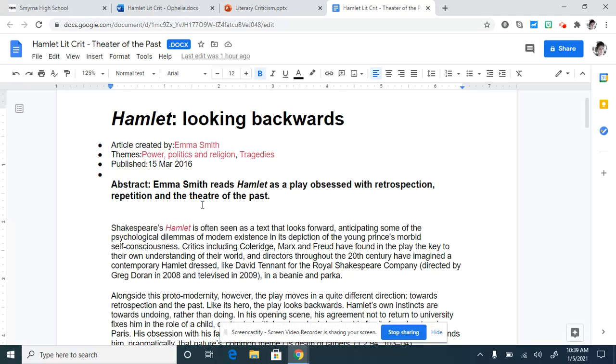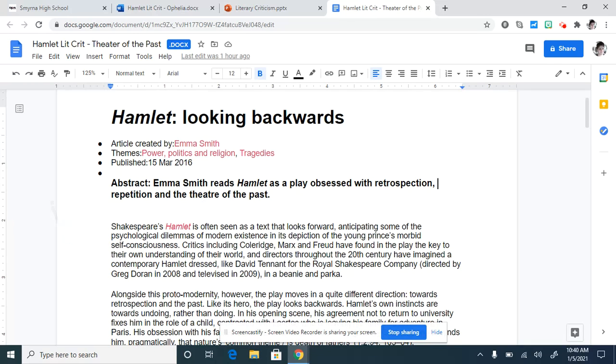An abstract is something you will often find at the top, and when you are doing research, you will rely on the abstract to tell you whether or not you think this article will be helpful to you. This is a very short abstract. Emma Smith reads Hamlet as a play obsessed with retrospection, repetition, and the theater of the past.